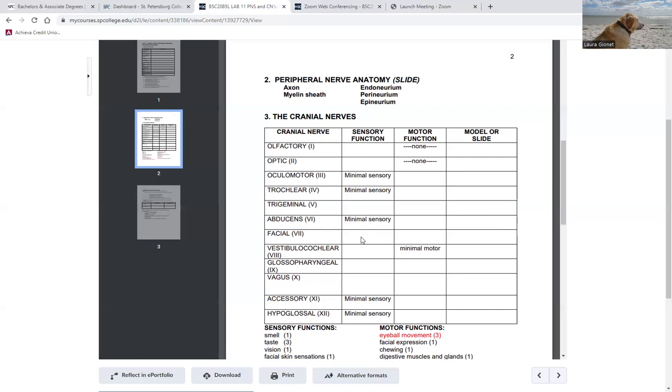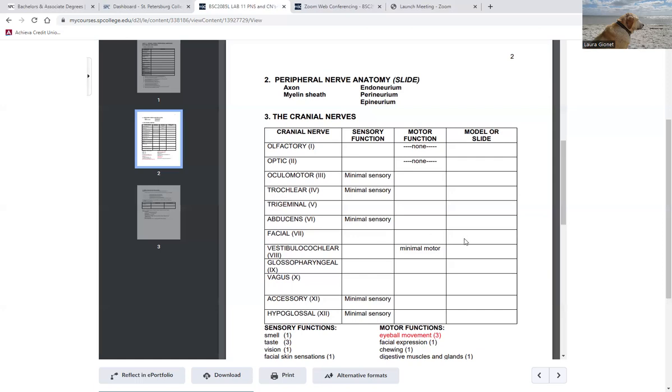Okay, we did abducens. Let's move on to facial, another mixed nerve like this. It conveys taste from the anterior 2/3 of the tongue, so close to your teeth, your incisors and things, the front of your teeth. This facial nerve carries the taste sensation from that region. The motor functions are your muscles of facial expression.